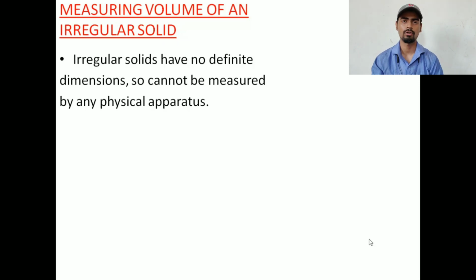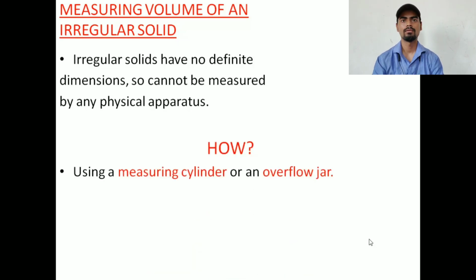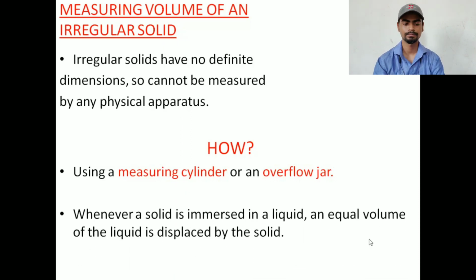After that we would use a formula, but that is not possible for an irregular solid. So then how are we going to do this? For that we have two instruments, a measuring cylinder and an overflow jar. Using these two apparatus, we are going to measure the volume of the irregular solid.